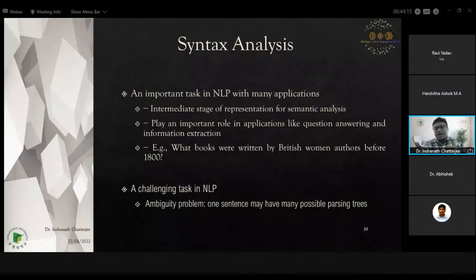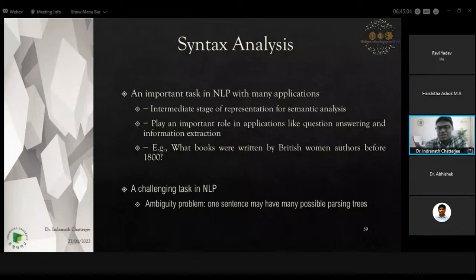To understand these questions, a computer, for example if you ask your Alexa what books were written by British women authors before 1800, needs to apply smart NLP technology to first identify the books which were published before 1800, then which were published in Britain, and where the authors are only women. So they have to segregate all these things, and finally the subset of the results will be the final output, right? So this kind of complicated sentence is very important to deal with while we are building the NLP model.